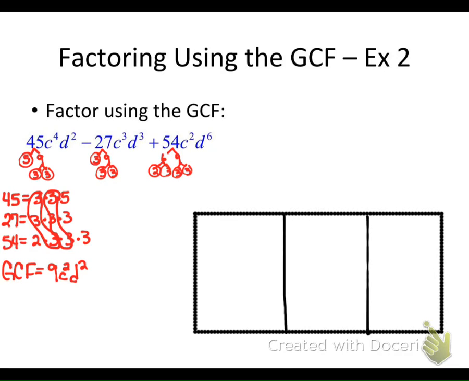So what's my first area? 45. And then all the variables, right? 45 c to the fourth d to the second. What's the area of my second rectangle? Negative 27. Because would you rather have $27 or have negative 27? You'd rather have 27, right? 27 and negative 27 are two very different numbers. Would you rather have negative $1,000 or $1,000? Okay. And the area of my last rectangle. 54.